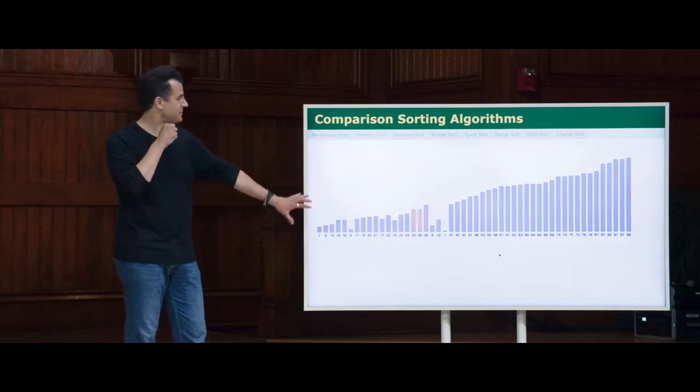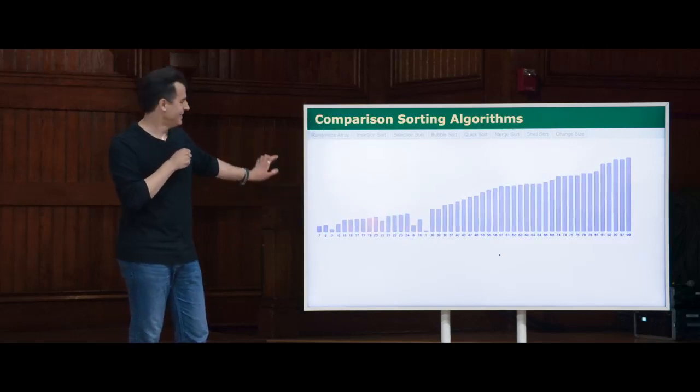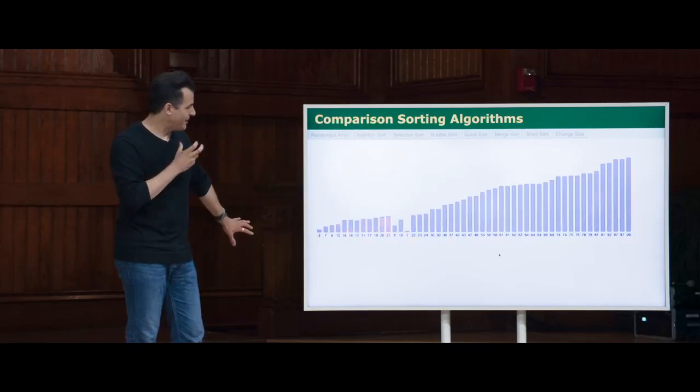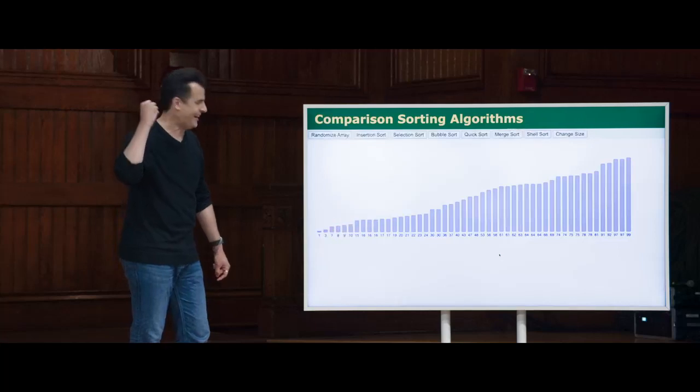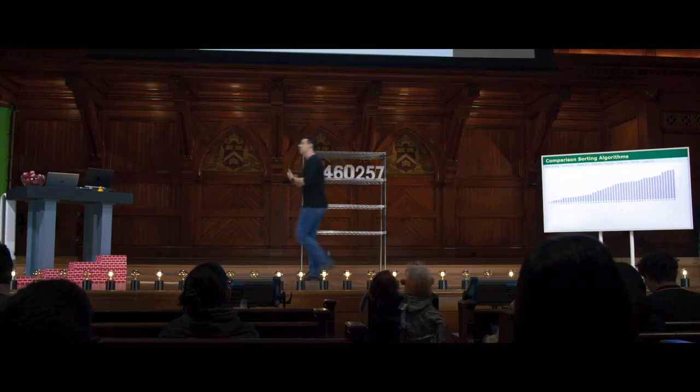This is bubble sort. No? All right, we're almost there. It's going faster because the list is effectively getting shorter. OK, so that then was bubble sort.